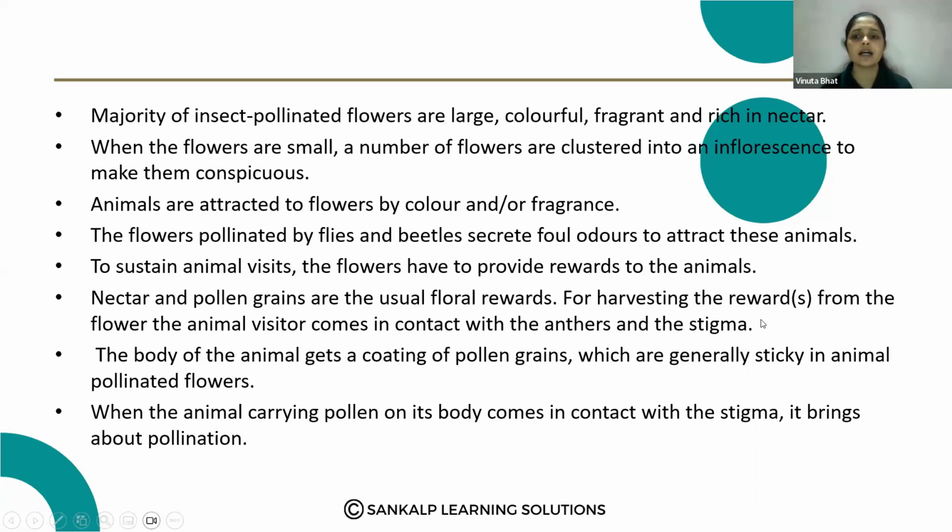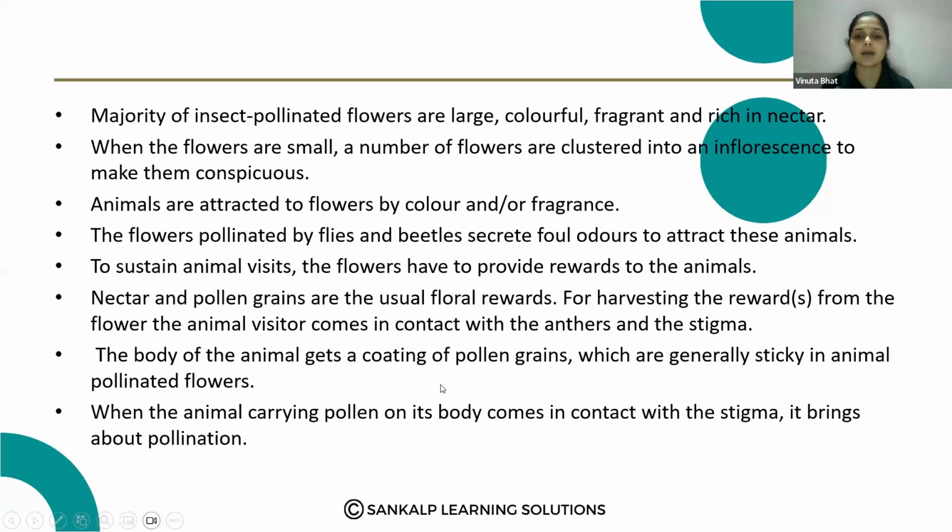What are these floral rewards? That may be nectar or that may be pollen grains. Mainly the nectar is the floral reward that is given to animals like bees and butterflies. When they collect the nectar, the body of the animal gets a coating of pollen grains, which are generally sticky in animal-pollinated flowers. When the animal carrying pollen on its body comes in contact with the stigma, it brings about pollination.